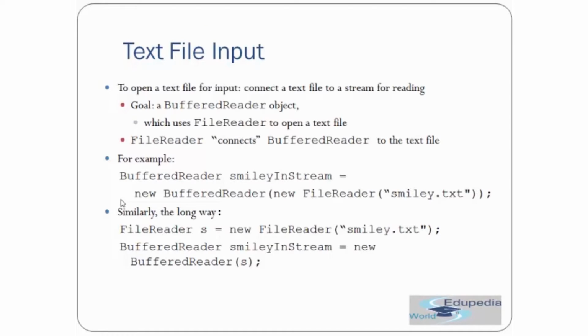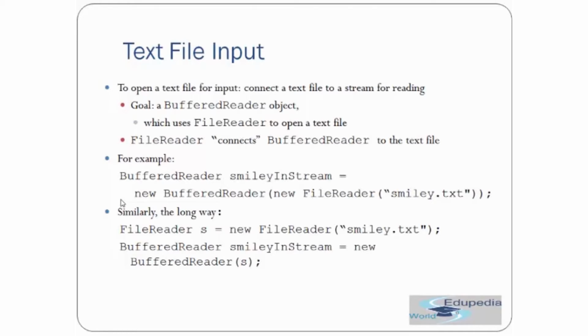Okay, now it is text file input. Now let's see how to open a text file for input and connect a text file to a stream for reading. Well, what's the goal? The goal is to create a BufferedReader object which uses FileReader to open the text file. So FileReader connects BufferedReader to the text file. For example, BufferedReader inStream equals new BufferedReader, new FileReader, and then you can pass your file which you want to read.